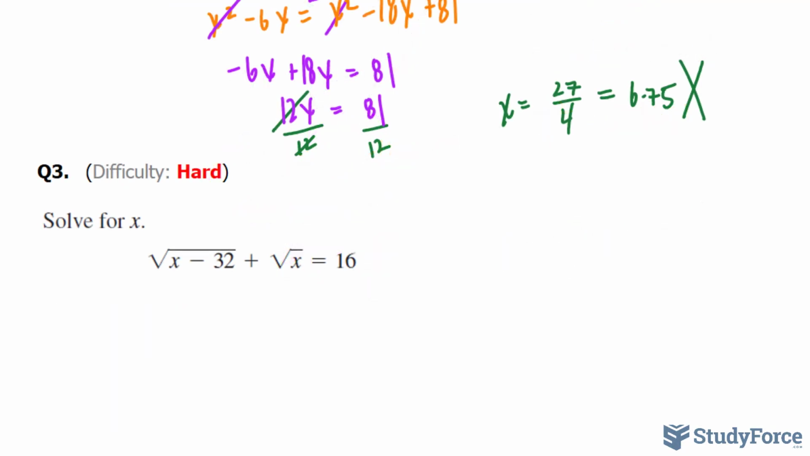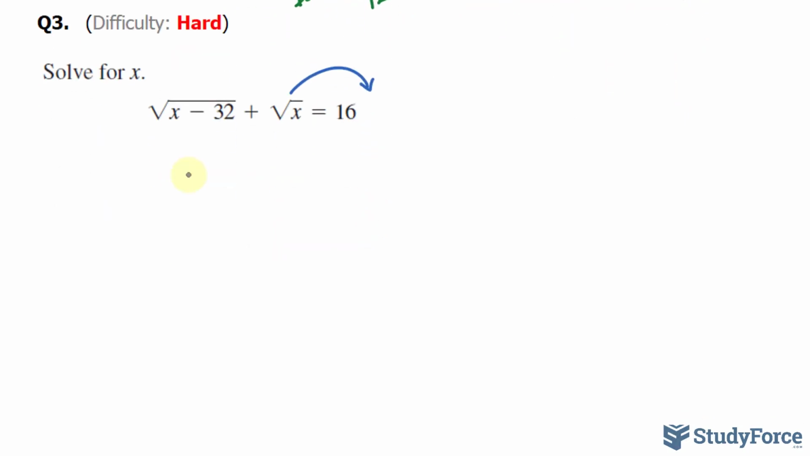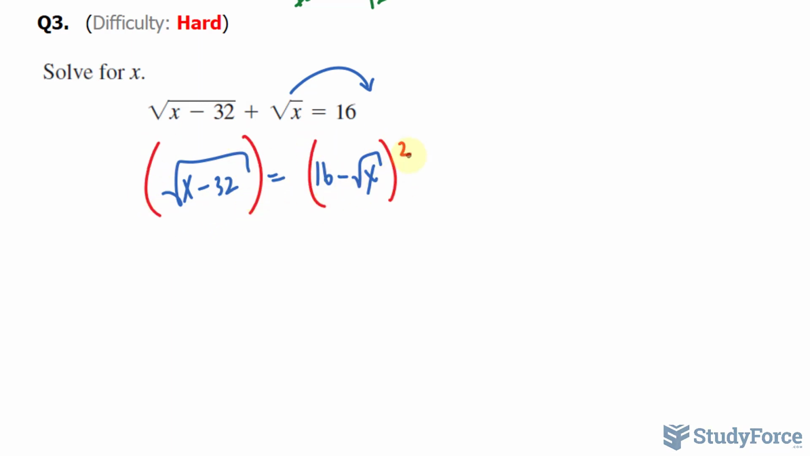In question number 3, we have the hardest being the square root of x minus 32 plus the square root of x is equal to 16. Now, oftentimes when you're doing these problems, you might need to take some time to think about a strategy. For me, I will take the square root of x to the right side. So I have the following, 16 minus the square root of x. And again, I'll use the same strategy as question 1 and 2, where I square both sides. This leaves me with x minus 32 on the left side. And on the right side, I have a binomial here, 16 minus the square root of x being multiplied twice. So let's see where that takes us.